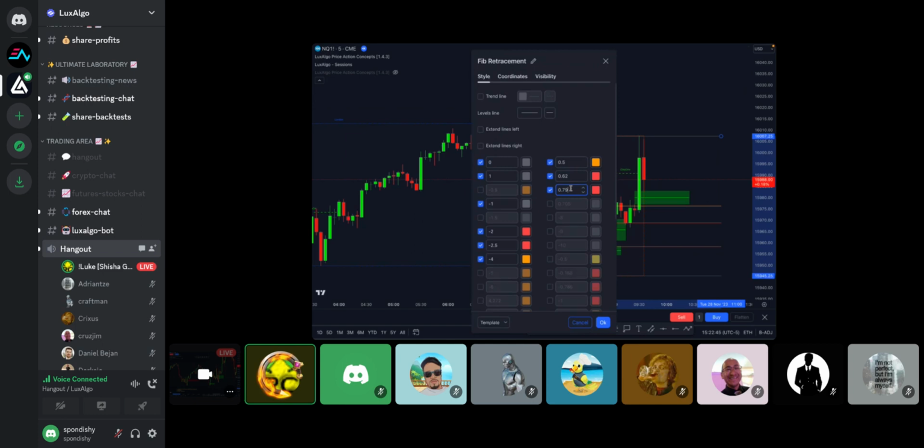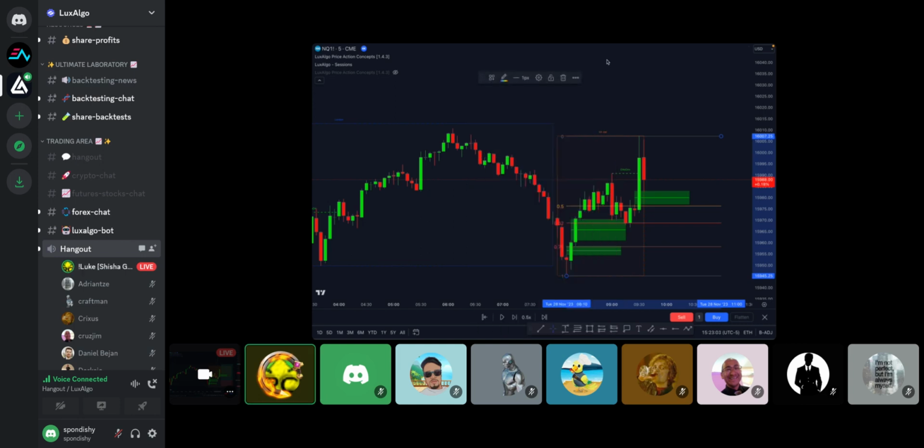I don't care about the golden ratio. I don't care about anything. This is one of the entries for the algorithm itself. 0.62, 0.79. Some people, ICT occasionally, put 0.70 in there as well. But essentially any place between these two zones is an excellent place to enter. It cannot get better.